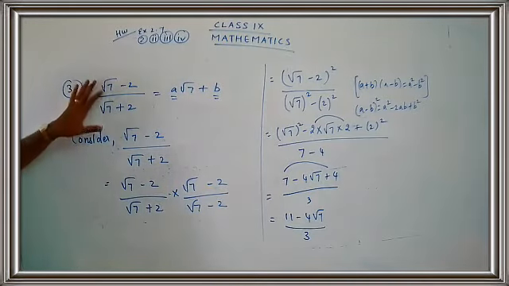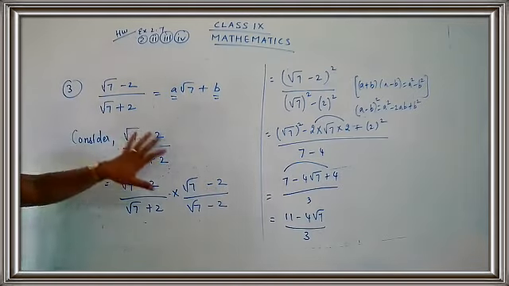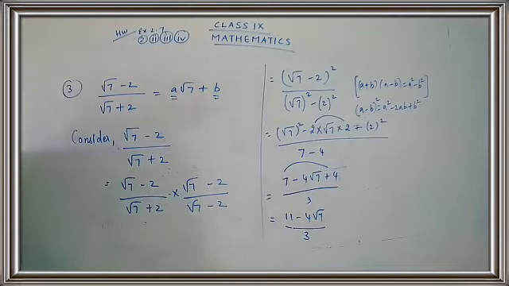So when I simplify root 7 minus 2 upon root 7 plus 2, I get the answer as 11 minus 4 root 7 upon 3. Just write down the answer. So root 7 minus 2 upon root 7 plus 2 is equal to 11 minus 4 root 7 upon 3.